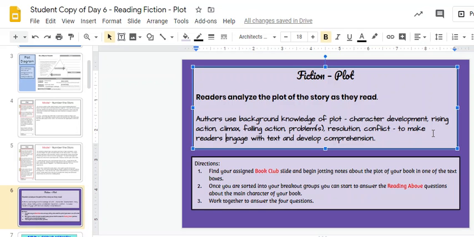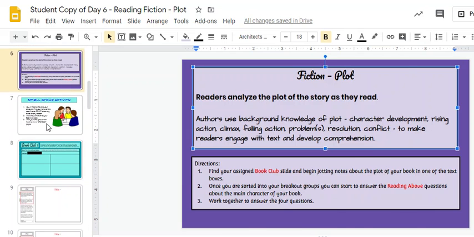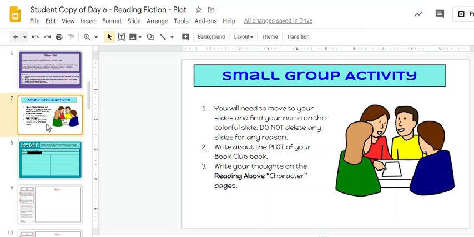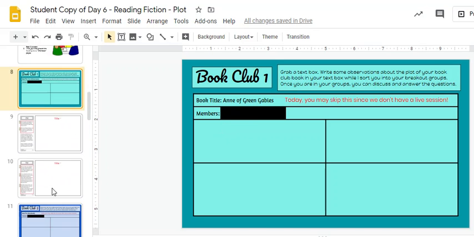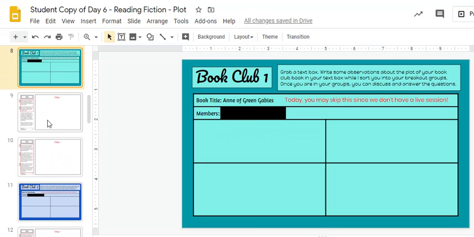All right, so today, like I said, since we're not having a live session, the directions are a little different. So you just need to move to your slides and find your name on the colorful slide. Do not delete any slides for any reason. There's no reason to delete slides. Please don't. Write about the plot of your book club book. Write your thoughts on the reading above character pages. So here, I said you can skip the colorful pages. Just your names are already written on here just to help you, but I blacked them out because I don't need them to be all over YouTube.